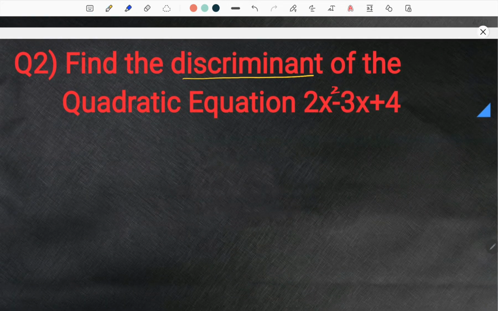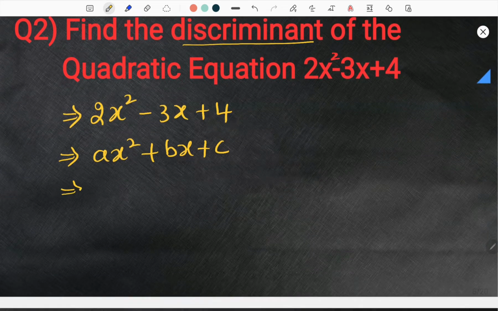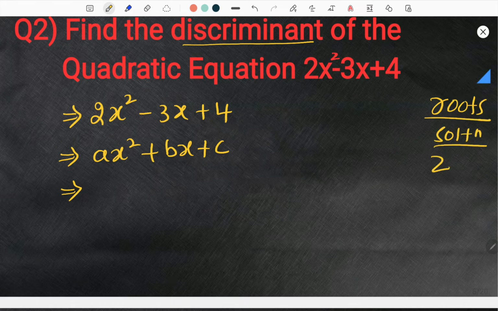This is again quite an easy question. So what is the quadratic equation? The quadratic equation is 2x square minus 3x plus 4. This is the quadratic equation we have. You compare this with ax square plus bx plus c. You can make it equal to 0 or you can just keep it like this, no issues. Roots basically means you are supposed to find the zeros. If they ask to find the roots, or find the solution, or find the zeros, all are the same thing, as in the first question.